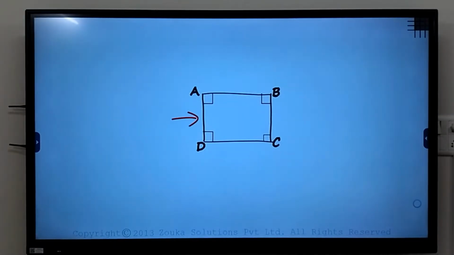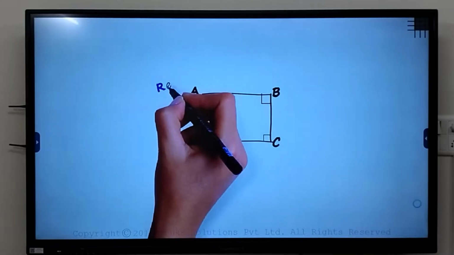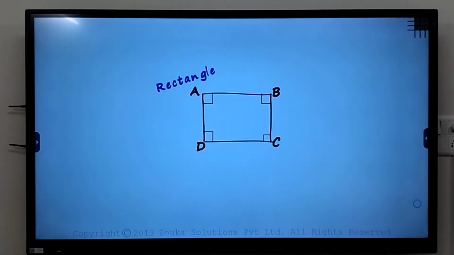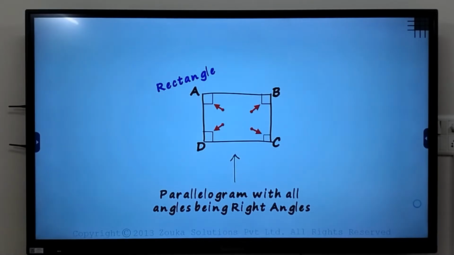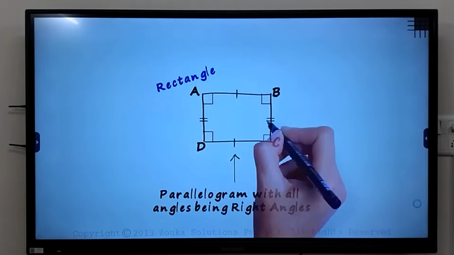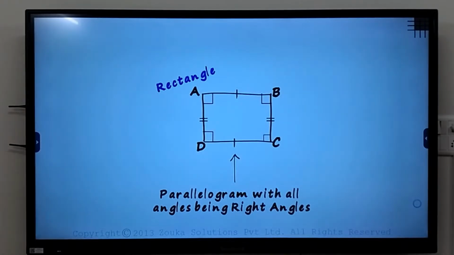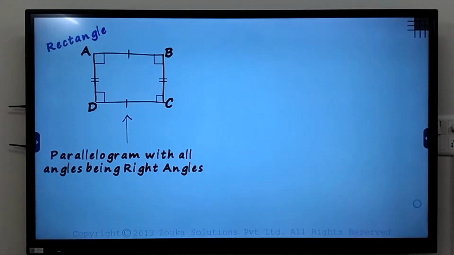This special case of parallelogram is called a rectangle. This is how a rectangle can be defined. It is a parallelogram with all angles being right angles. Just like in a parallelogram, the opposite sides of a rectangle are equal. This side will be equal to this side, and this side will be equal to this one.